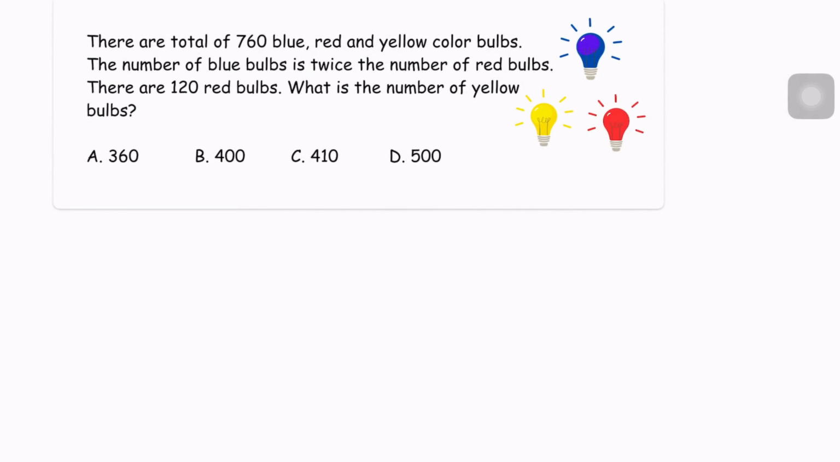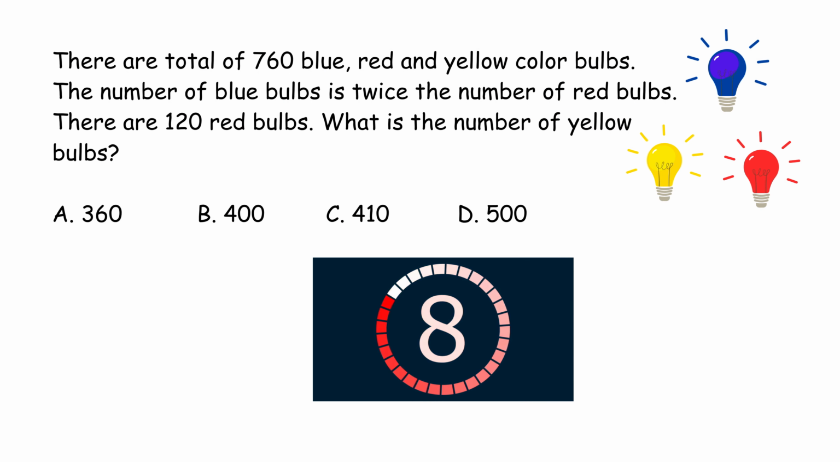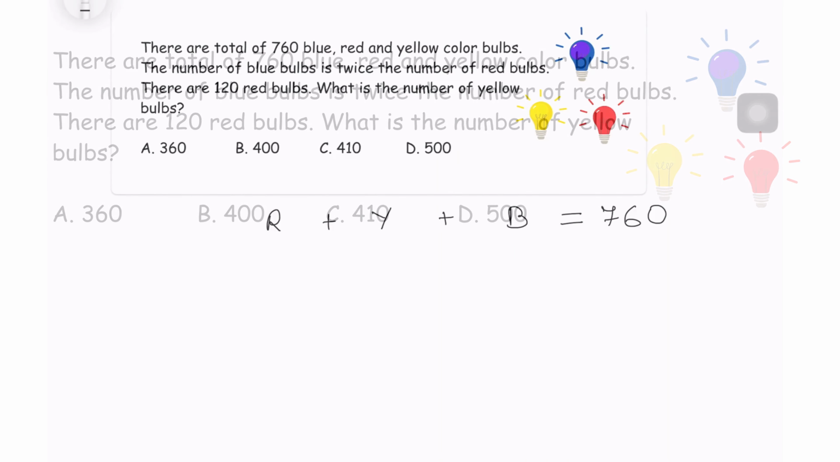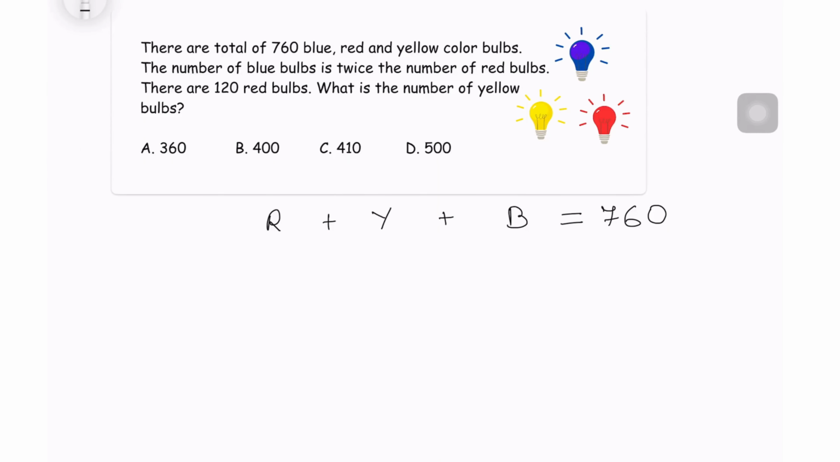This is the next question. First try it yourself for 10 seconds, and then we will solve it together. So let's do this question together.